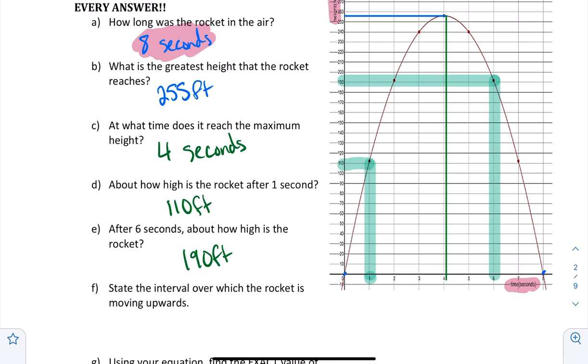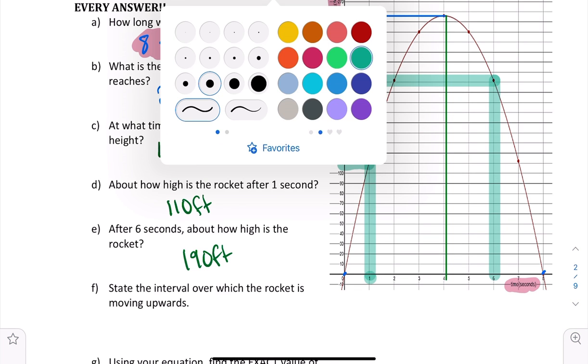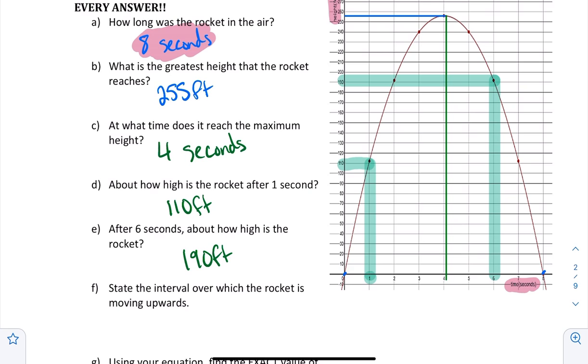And then if I want to know the interval where the rocket's height is increasing, that means that I care about how long it is going up. From the moment it launches until the 4-second mark, my rocket is increasing. And then all of a sudden it starts to go down and it's losing height.